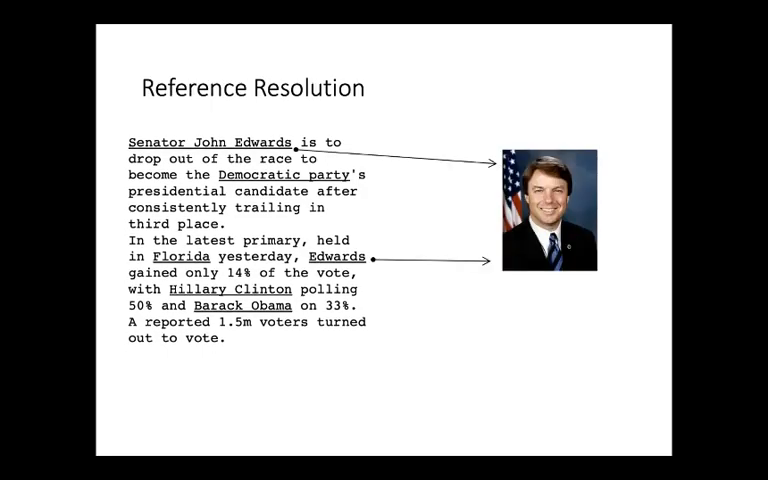So we find that it's complicated by the fact that not all names of, let's say, a person are identical strings. So both Senator John Edwards and Edwards refer to one entity in the real world. This guy. So it's sometimes difficult to just list all of the names that you're interested in. You have to do something more sophisticated than that.